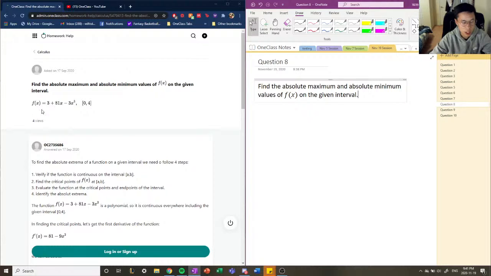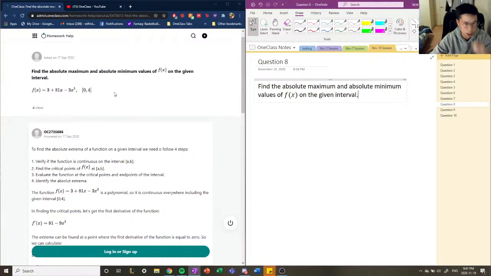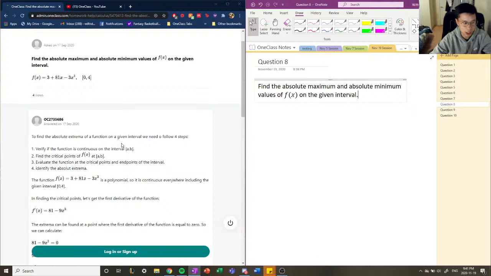Without this interval, we might be looking at local maxes or local mins, or absolute max or absolute mins, depending on what the function is, right? But since it gave us the interval, we can now call it, instead of local, absolute max or absolute min, okay? So the junior tutor laid out the strategy of solving these kinds of questions.